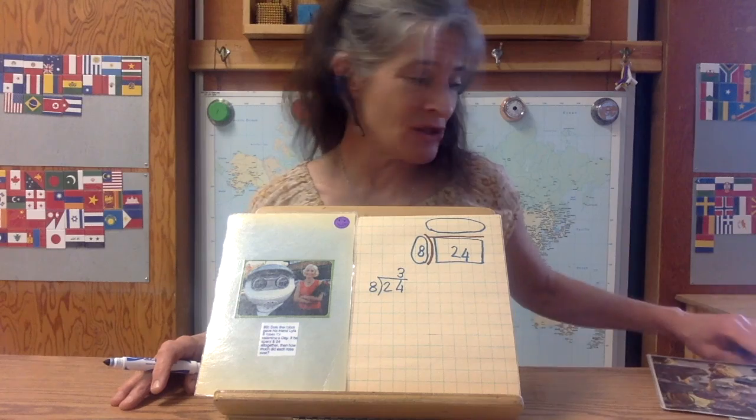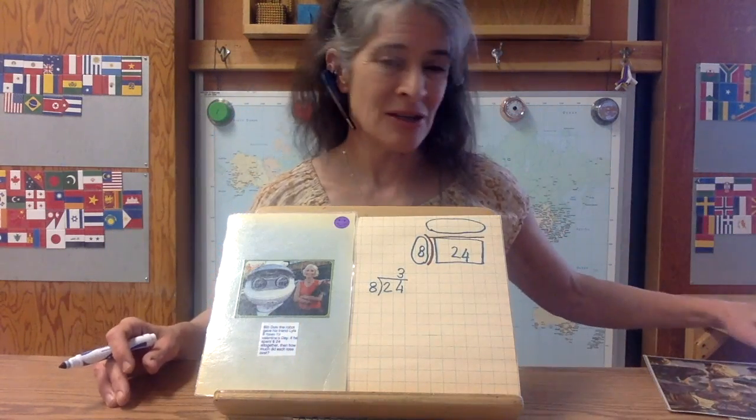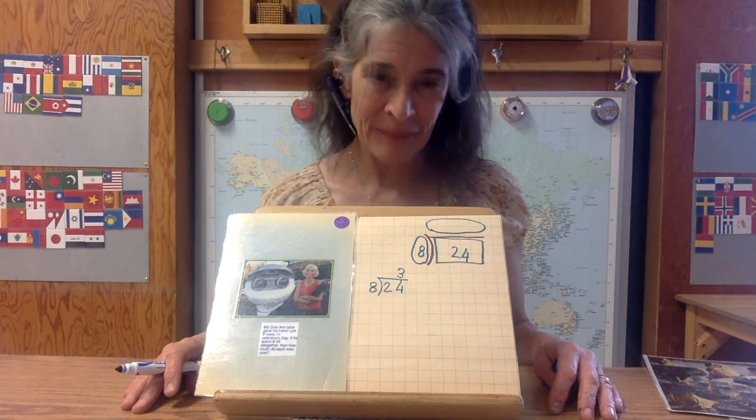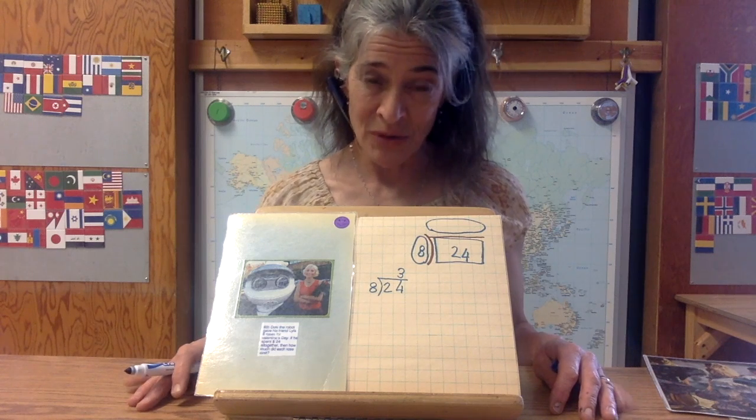If you don't know your 8s, you can draw them just like we did before. And you just draw groups of 8 until you get to 24. It should be 3 groups of 8. All right. Your lesson is over, and this counts for all your math today.